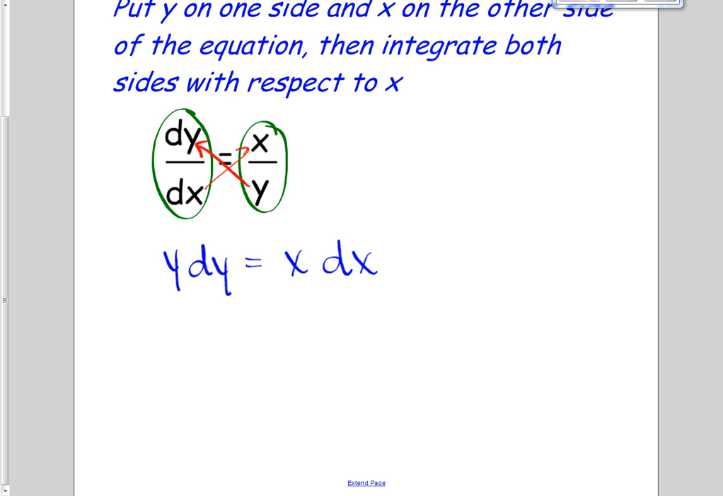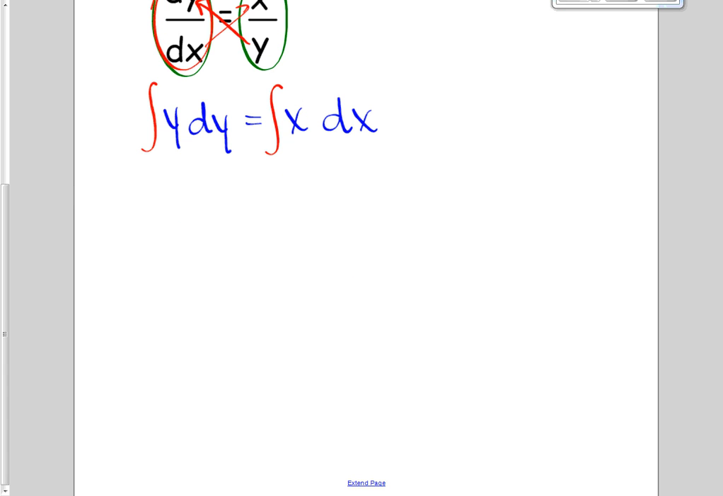Well, the best way to do that, if I've got a derivative here, is to undo the derivative, and I'm going to do that by taking the antiderivatives. So I take the antiderivative of both sides, and that's going to give me y squared over 2. And I'll put plus c for now, even though we don't write that. And that's going to be equal to x squared over 2 plus c.